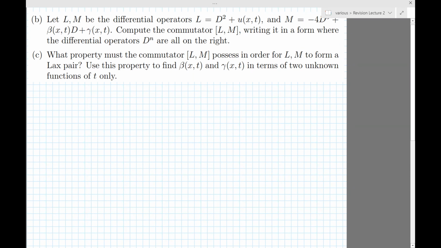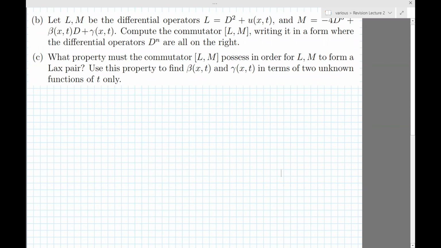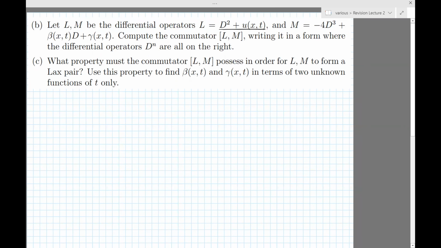Next, in part B, we're going to use some of the identities that we derived in part A. Now we have L and M, two differential operators. L is d squared plus u, and M is minus 4d cubed plus beta d plus gamma, where beta and gamma are functions of x and t, like the field u. And we now need to compute the commutator of L and M, which should be written in a form where the differential operators d to the n are all on the right. So let's do that.